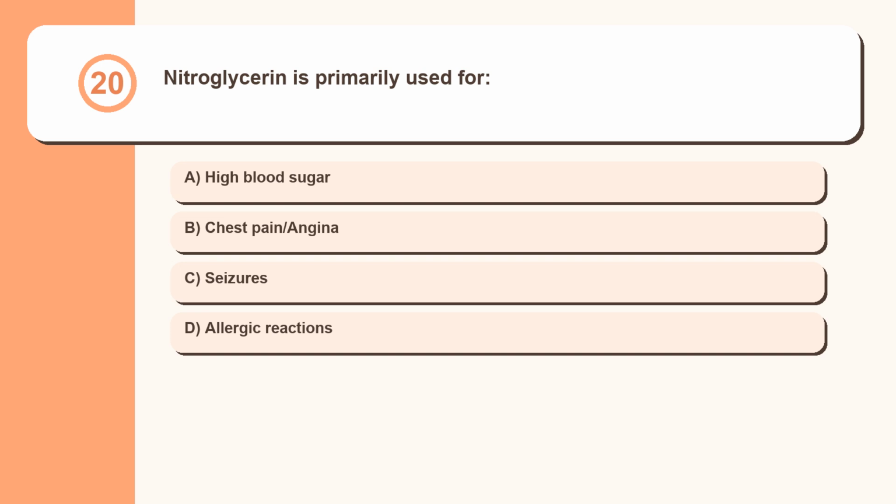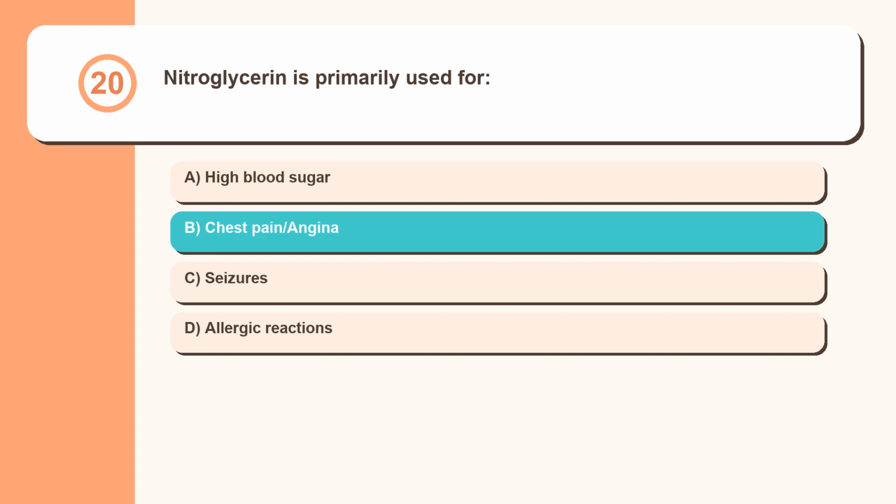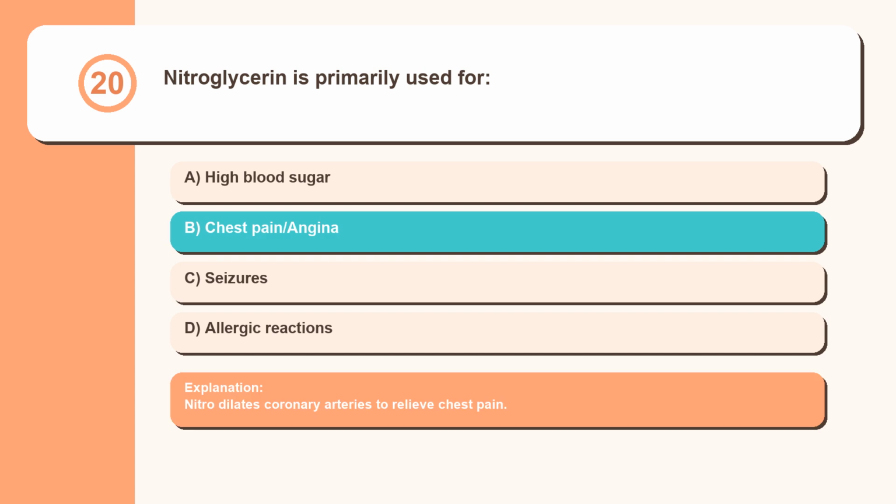Question 20. Nitroglycerin is primarily used for: high blood sugar, chest pain/angina, seizures, allergic reactions. Nitro dilates coronary arteries to relieve chest pain.